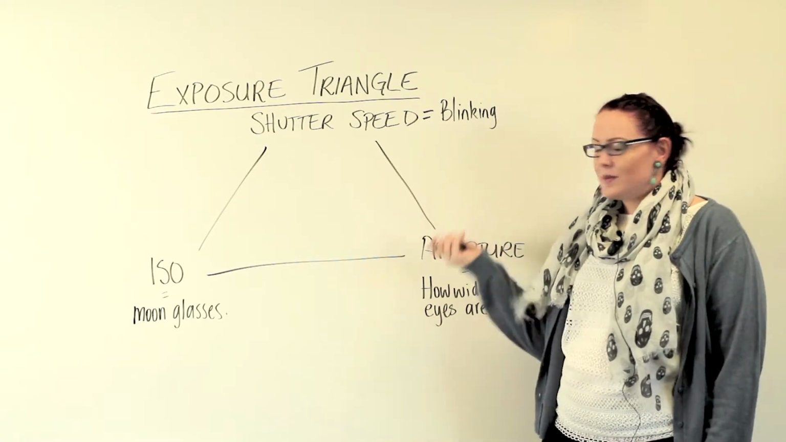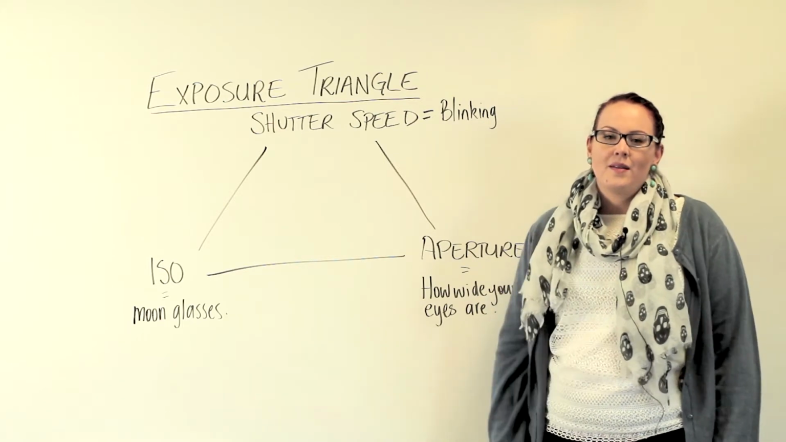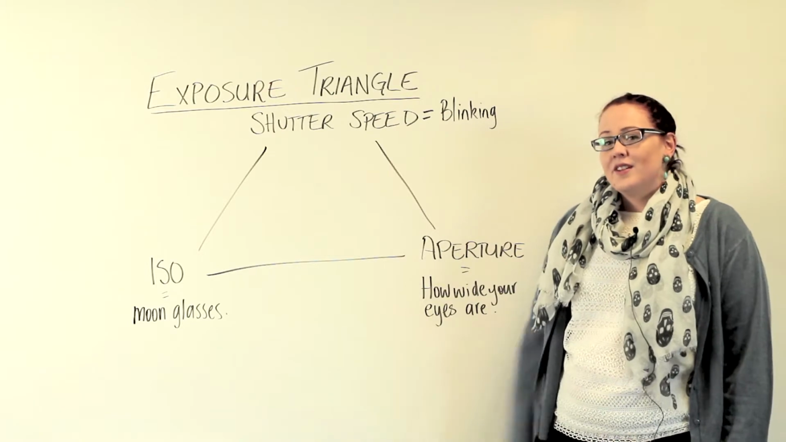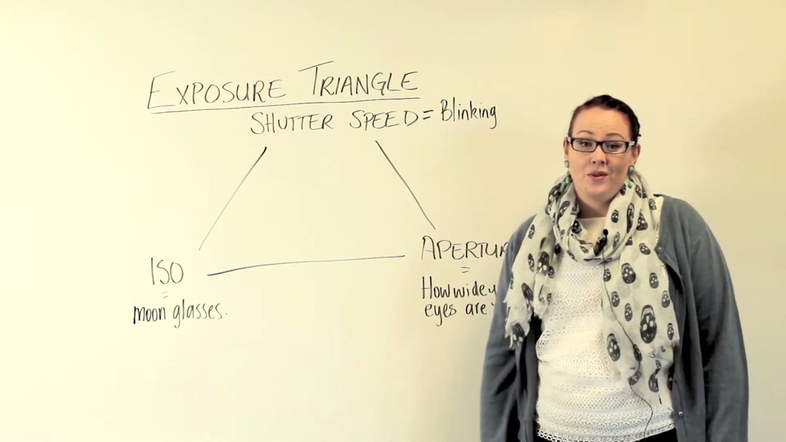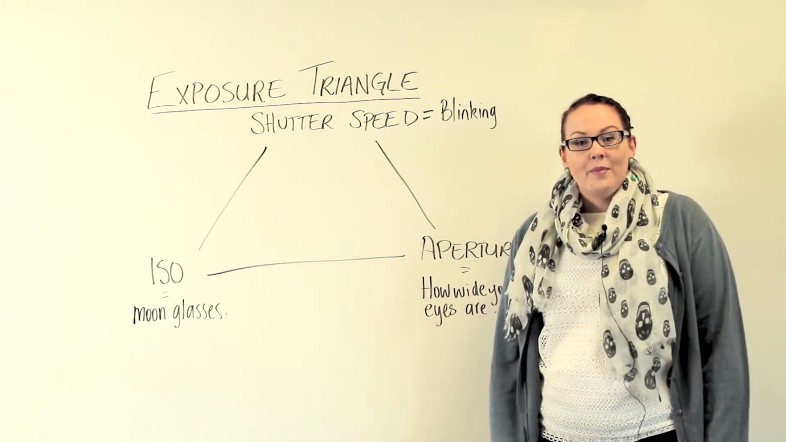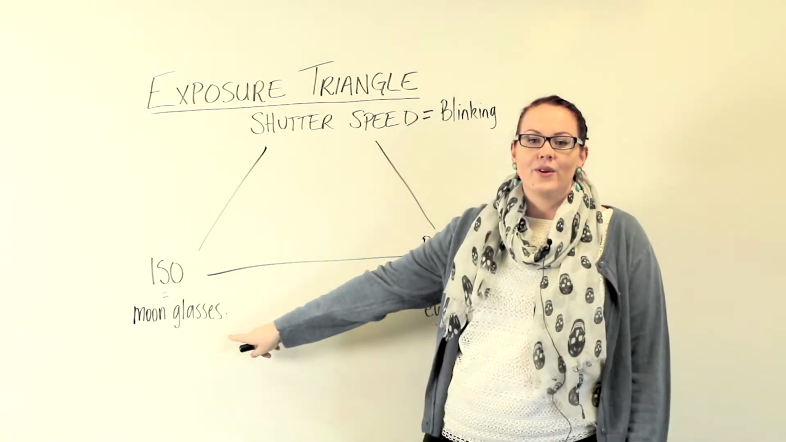If you understand the exposure triangle, you can begin to move your camera into things like manual mode or the semi-automatic modes as well. This is going to be the first in a series on how to use your camera in anything other than automatic. The exposure triangle, as the name suggests, is made up of three things: shutter speed, aperture, and ISO.